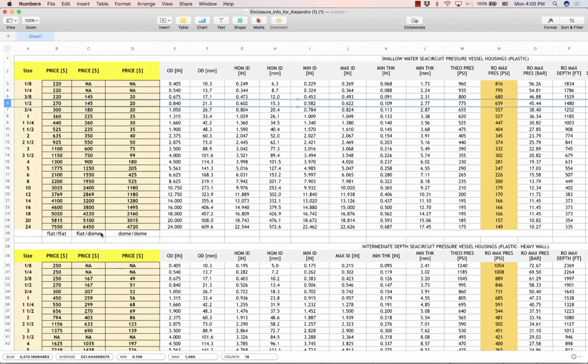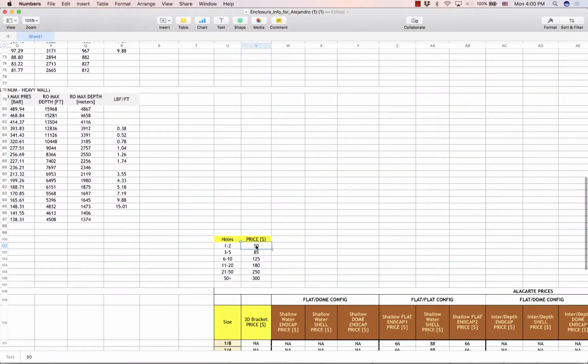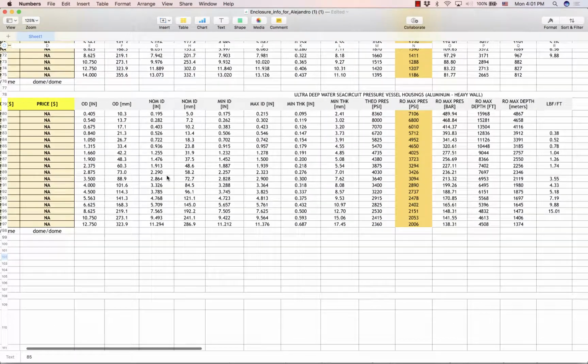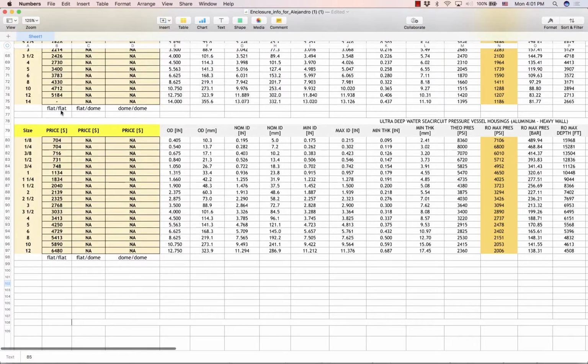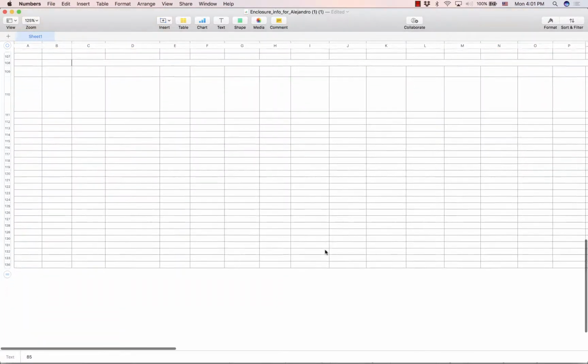But when they select flat on the first end cap, they add holes to it, and they add 1 to 2 holes, that will add $50 to the price. If they add 3 to 5 holes, that will add $85. Now, if when they select end cap number 2, it's a dome, same thing, then they have to select how many holes. They select 1 to 2, that will add $50 to the price. 3 to 5, that will add $85 to the price. So the price of the end caps will change how much the product costs on top of what you see here right now.